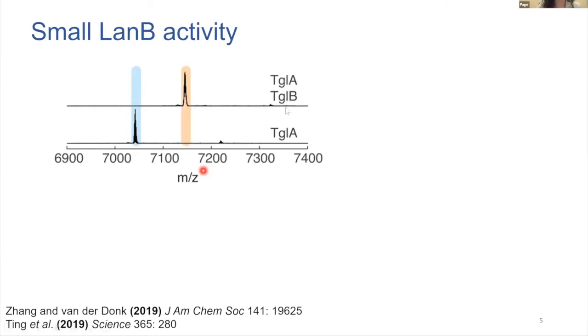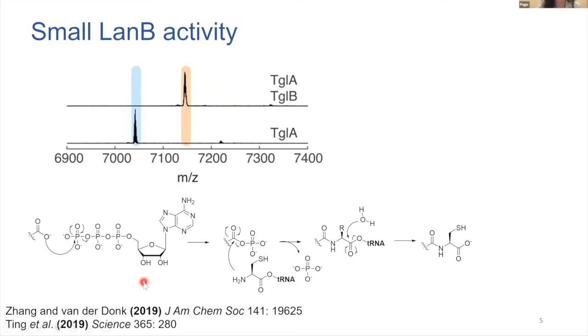What we found was that when we co-incubate TglA, which is the precursor peptide associated with that cluster, with TglB, the small LanB, we find that it does indeed modify the peptide. But this mass shift is not indicative of glutamylation, but instead it is indicative of cysteine appendage. And when we investigated the natural product that was produced by this transformation, we found that it's actually appending cysteine to the C terminus of the ribosomal peptide in an ATP and tRNA dependent fashion.